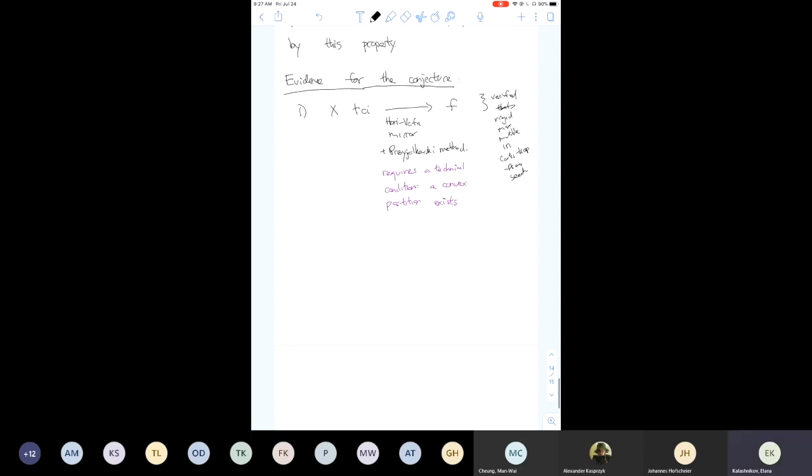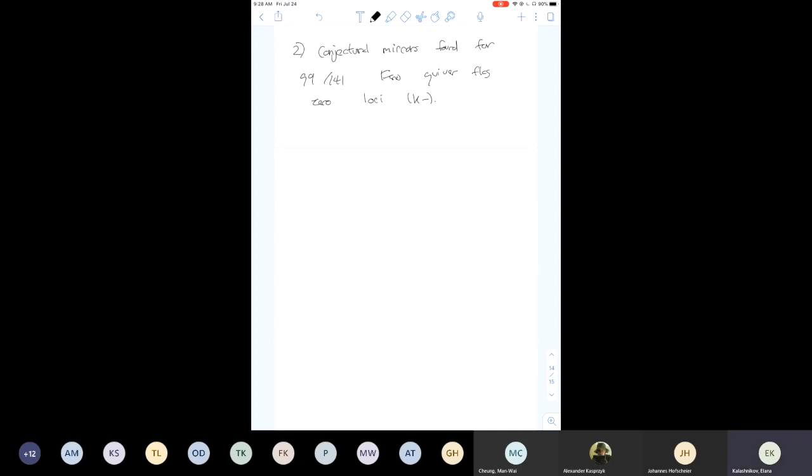And then the focus of the rest of my talk will be in type 2, the quiver flag zero loci, which are the construction of conjectural mirrors, which I've found for 99 of the 141 Fano fourfolds I mentioned before. So I'm going to give you an outline of how to construct them and tell you why I think this is good evidence for the conjecture.